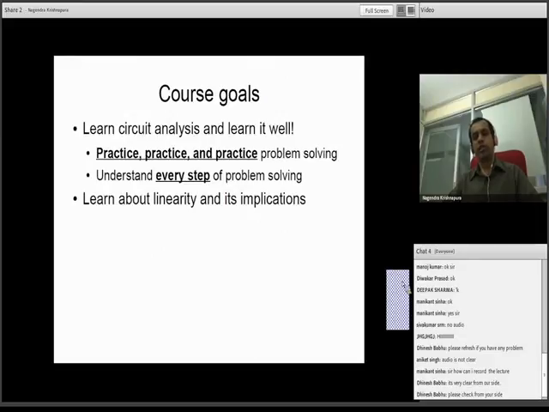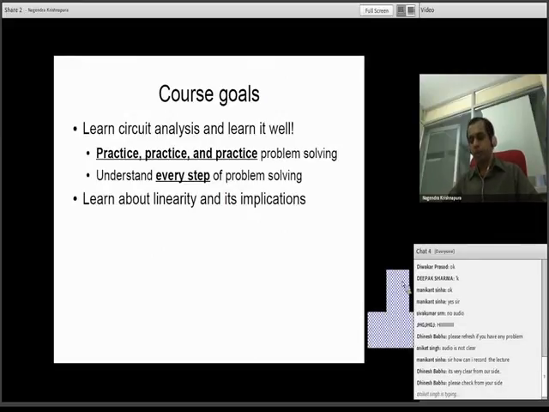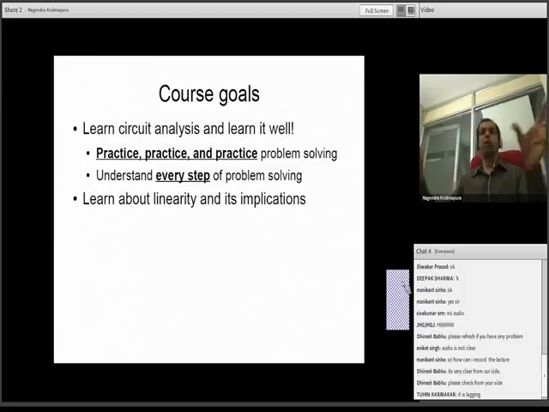Okay. And a sort of secondary goal is to learn about linearity. What I mean by this will become clear, but a large number of circuits that we will analyze will turn out to be linear. What it means is that you apply a certain stimulus, you will get some response. You apply another stimulus, you will get a different response. And you combine the two stimuli, the response turns out to be the combination of the original responses. Okay. Now this simplifies analysis a great deal.